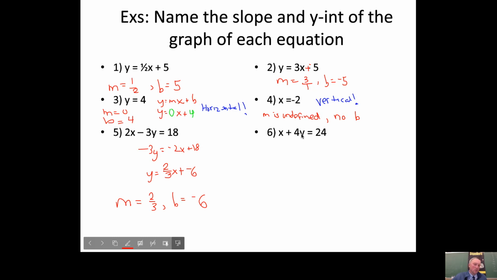For number 6, we want to get y by itself again. So we're going to subtract x from both sides. Then divide by 4. Remember what the coefficient here is. Divide this by 4. The slope is negative 1/4. The y-intercept is 6.